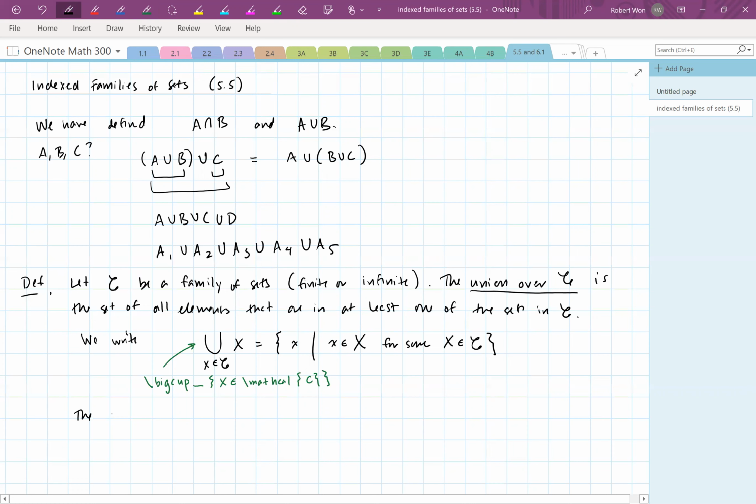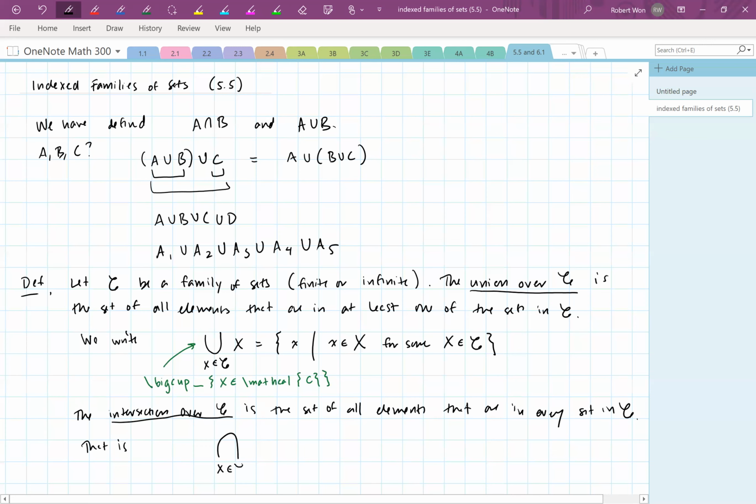Okay, similarly, the intersection over C is defined to be the set of all elements that are in every set in C. That is, so this you do with a big cap. You take the intersection over all the sets X in C, and this is defined to be the set of all x such that x is in X for every X in C.